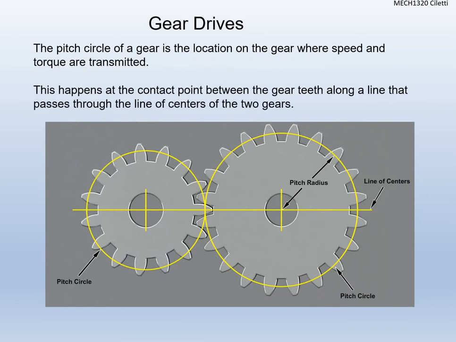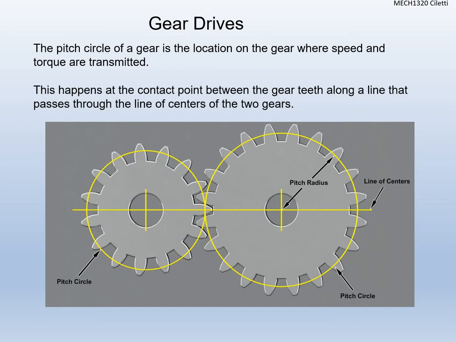The pitch circle of a gear is located on the gear where the speed and the torque are transmitted. We use the two pitch circles because that's where we say the gears mesh, and you want the gears to mesh properly so that we can transmit our power through it. So at the point where the gear teeth meet, along a line that passes through the line of centers of the two gears. If you look at the diagram here, in the very middle of it, that's where we're trying to mesh together and transmit power.